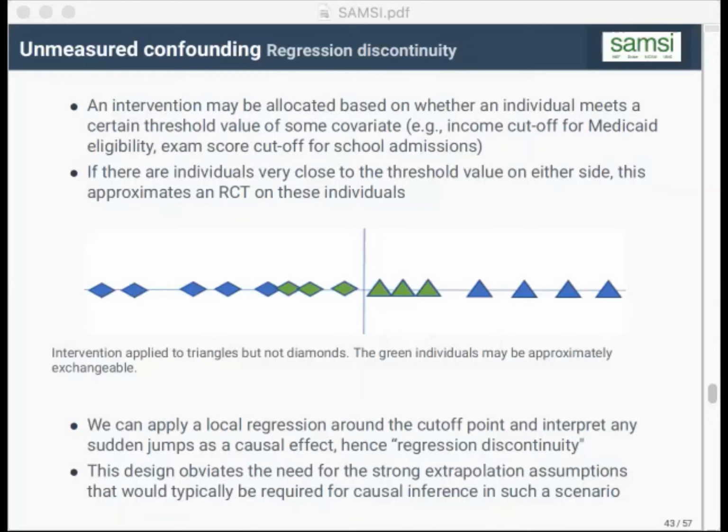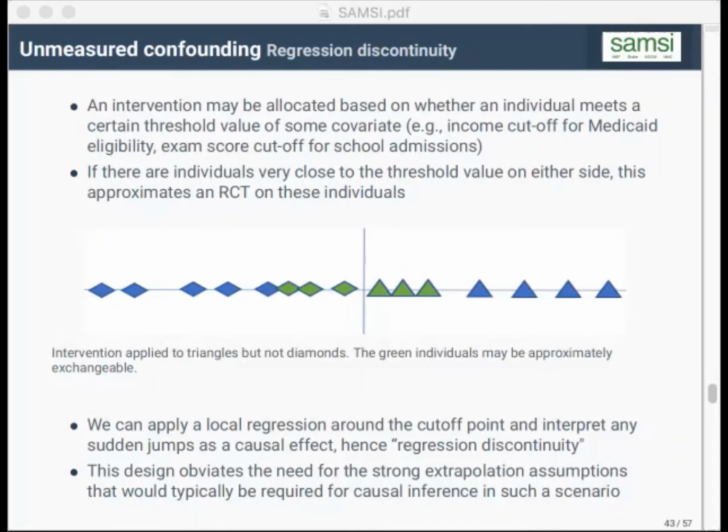The idea being that if there are individuals who are very close to the threshold on either side of the threshold, they're probably really similar to one another. Students who score 79 versus 81 points on an exam, or people whose incomes fall within $20 a month of one another. Those are likely to be very similar people.